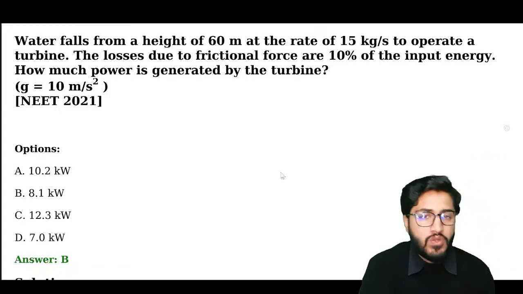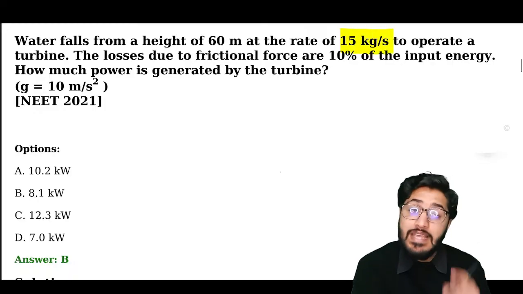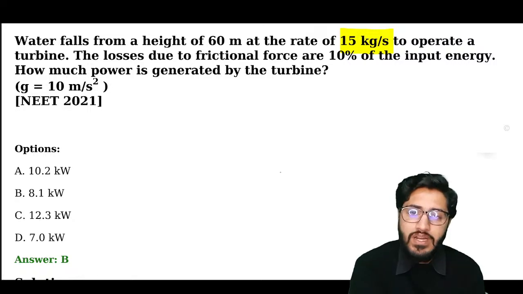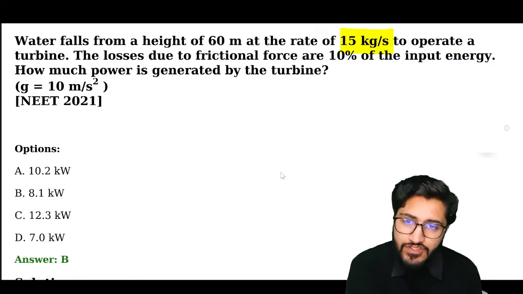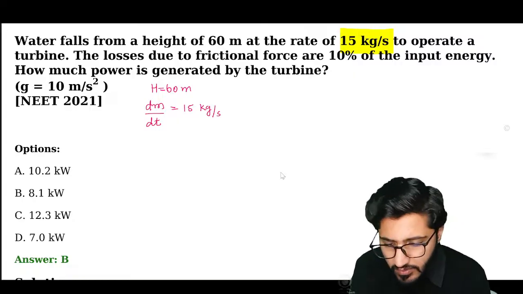Look better, you can see here now. It is 15 kilogram per second, it is m by t. So first of all, I can write the height is given to me, it is 60 meter. So the rate dm by dt, mass falling, equals 15 kilogram per second. These two parameters are given to me.